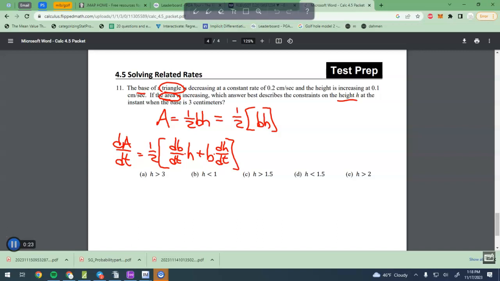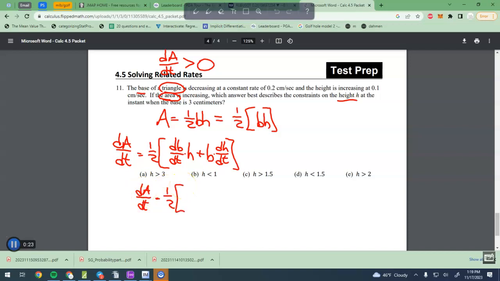What do I have here? If the area is increasing, what does that mean has to be true about dA/dt? It's got to be positive. The change in the area has to be a positive number because the area is increasing. So that'll come in at the end.